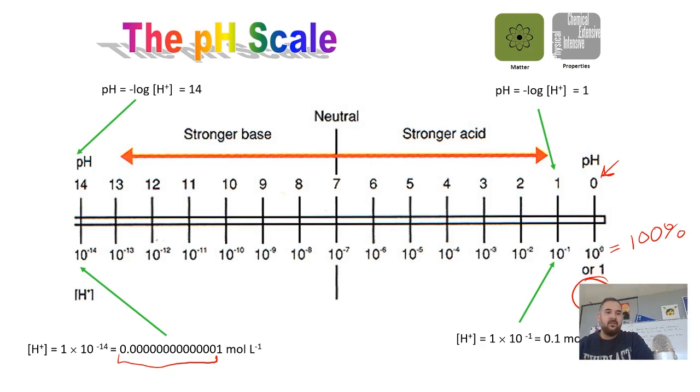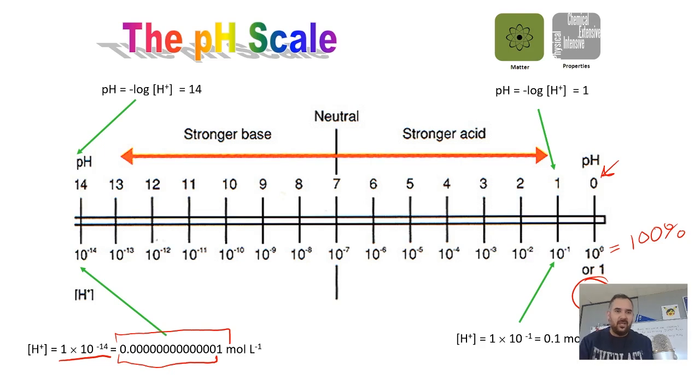Over on this side, we have 10 to the power of minus 14. That number is a really small number. It's this right here. It's also this right here, 1.0 times 10 to the power of minus 14. Is that a big number or a small number? It's a very small number, which basically means there's hardly any hydrogen there, hardly any H plus.